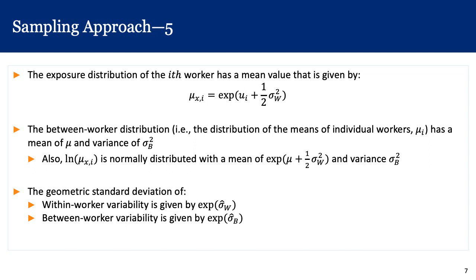And the log of mu's of xi has a variance of sigma b squared, where sigma b is the between worker variability. And the geometric standard deviation of the within worker variability is given by the exponent of sigma w, and the geometric standard deviation of the between worker variability is given by the exponent of sigma b.